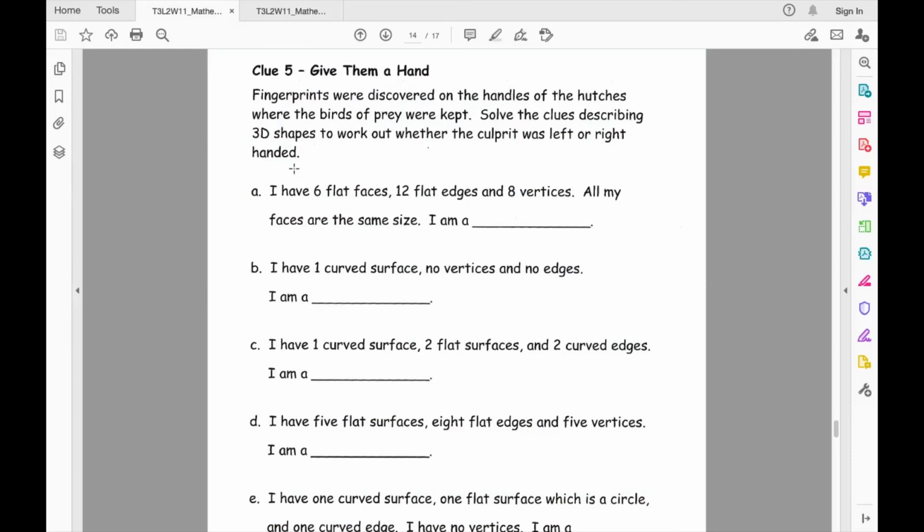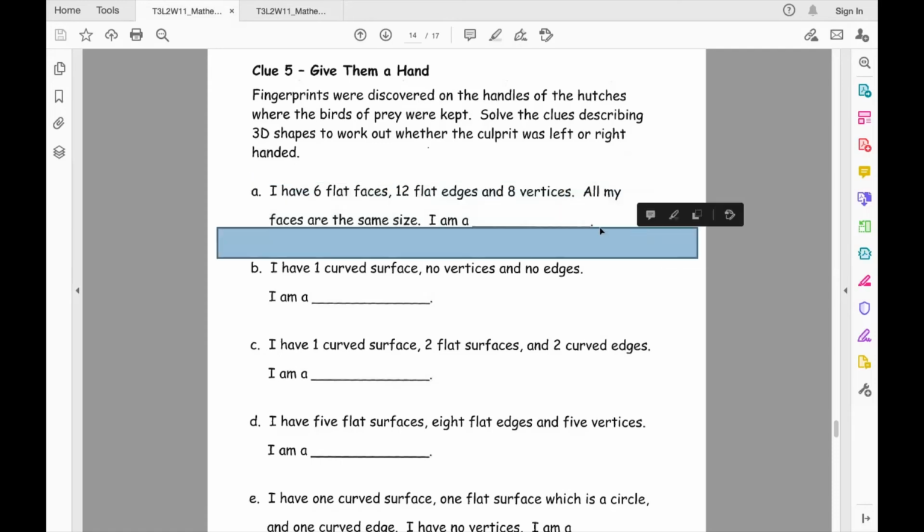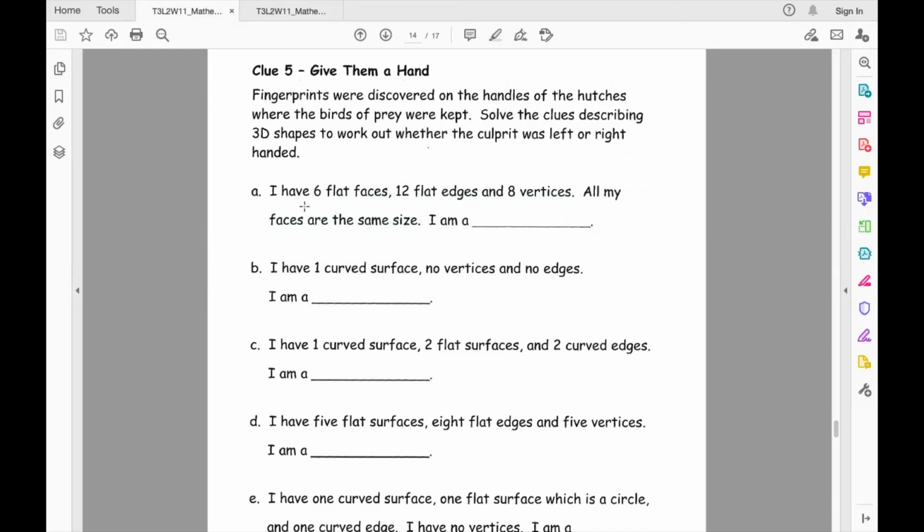So I might let you have a try of the first one. I'll read it out loud first. A, I have 6 flat faces, 12 flat edges, and 8 vertices. All my faces are the same size. I am a what? So I want you to pause the video, have a try. Once you've had a try, unpause the video and we're going to go for the answer for the first one.